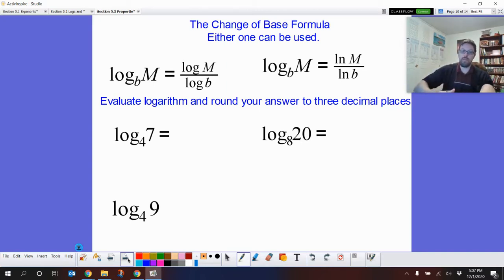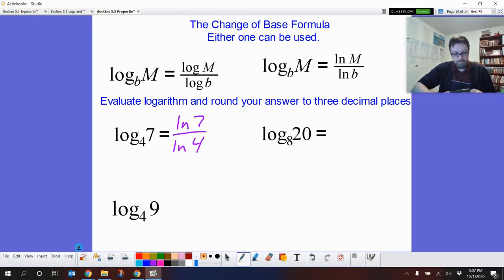So to evaluate the log base 4 of 7, so 4 to the what equals 7? I don't know. It's some gross decimal number. So what we're going to do is the natural log of what's inside of our other log over the log of our base. Our base always goes on the bottom. So we want to do the ln of 7 over the ln of 4. And I'm just going to go to my calculator. I'm just going to type that in.